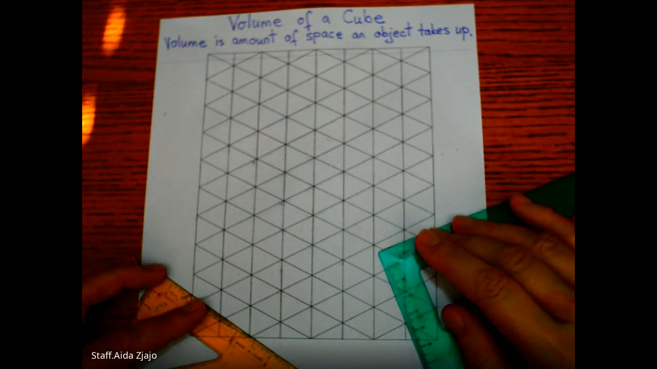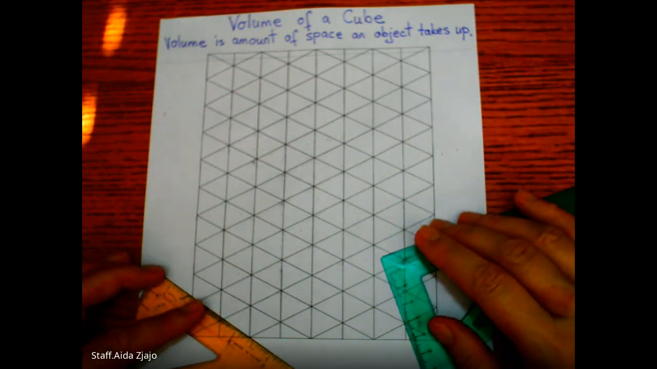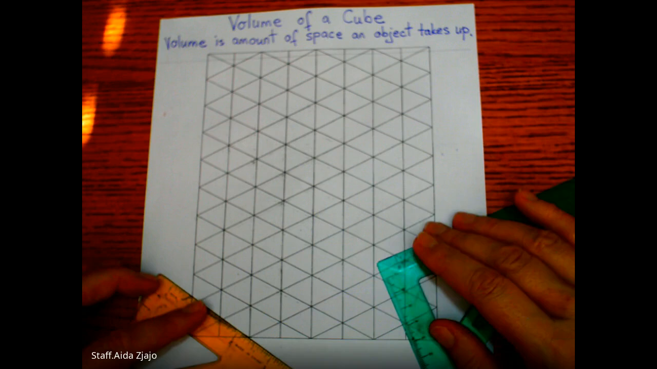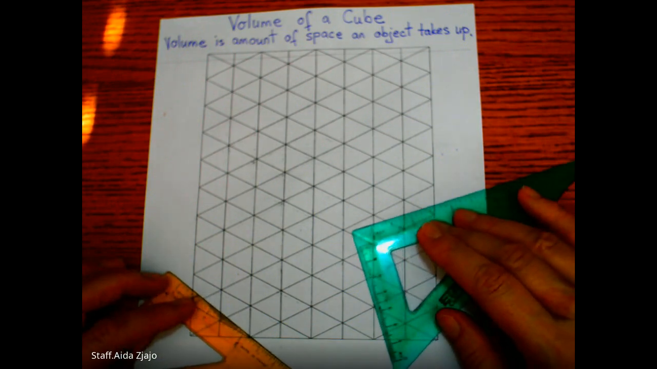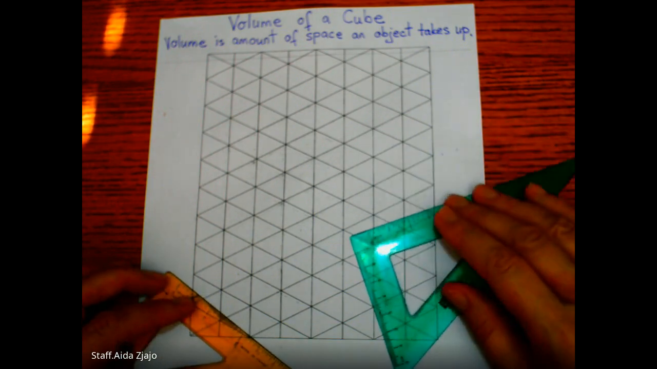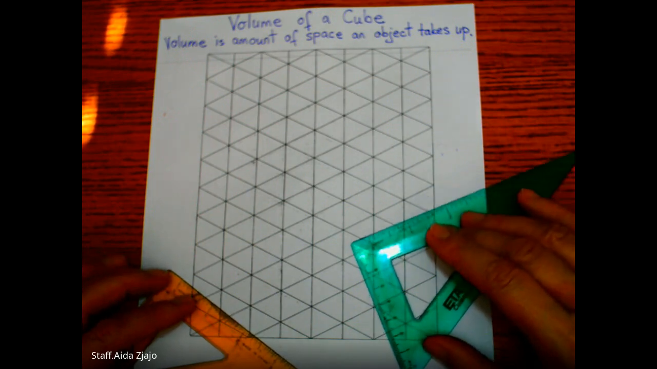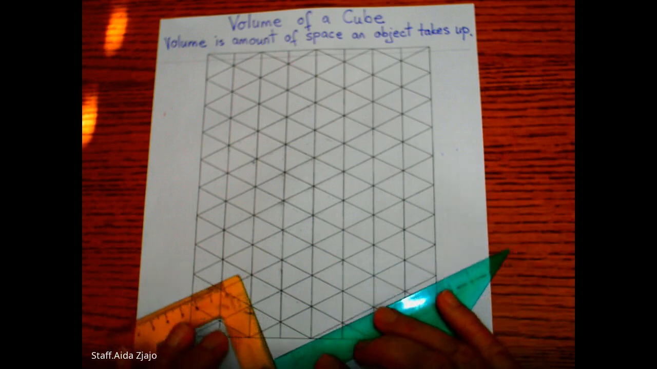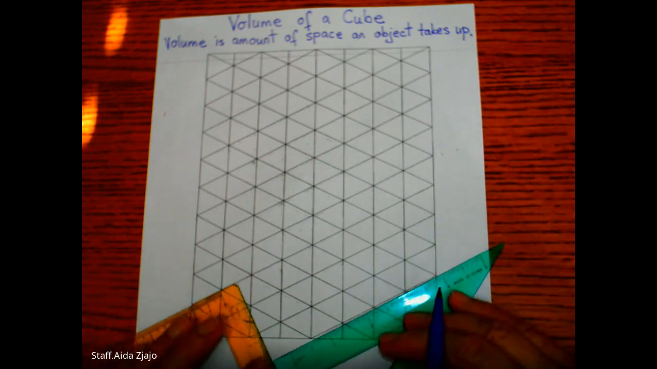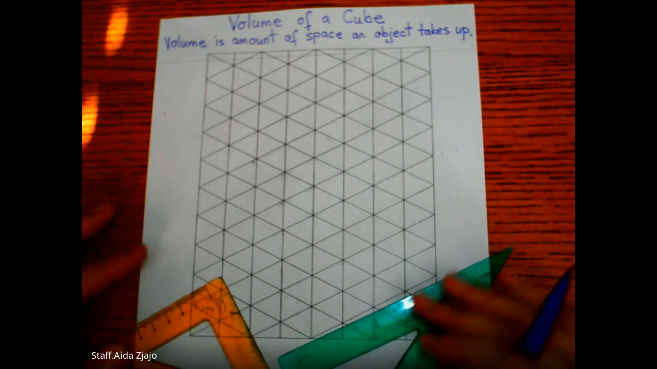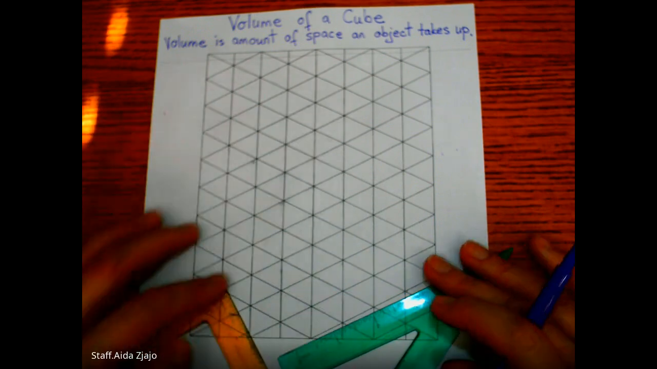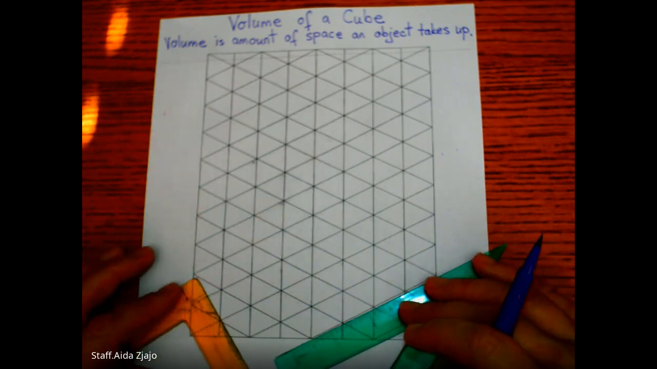Hello, kids. Today we're going to talk about cubes, and we're going to find the volume of a cube. What you need to know is that volume is the amount of space an object takes up, and it's in cubic units. So let's start. We're going to learn how to use this grid shape to create a cube.